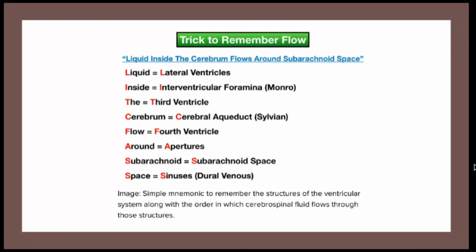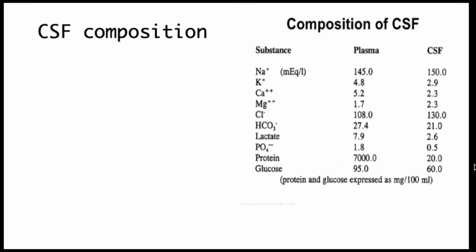So to remember it: liquid inside the cerebrum flows around the subarachnoid space. Lateral ventricles, interventricular foramen of Monro, third ventricle, cerebral aqueduct of Sylvius, fourth ventricle, the apertures, subarachnoid space, and then the sinuses.